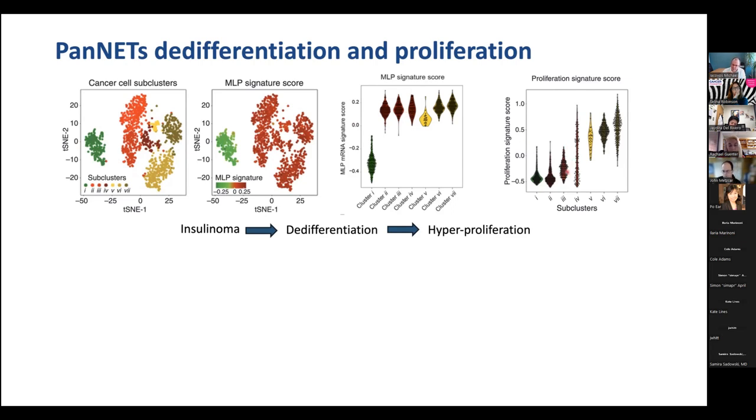But when you look at the proliferation, it's not high in all of them. The first 2 clusters here, cluster 2 and 3, have low proliferation. And then the last 3 clusters have high proliferation. The one in the middle seems to be kind of a transition. It already switched to MLP, dedifferentiated, and now these cells start proliferating really fast, what we call hyperproliferation.